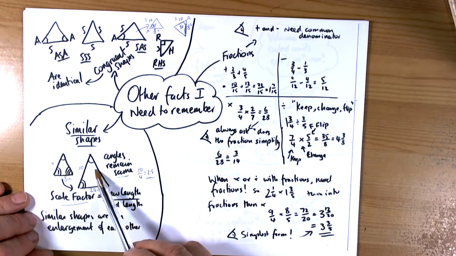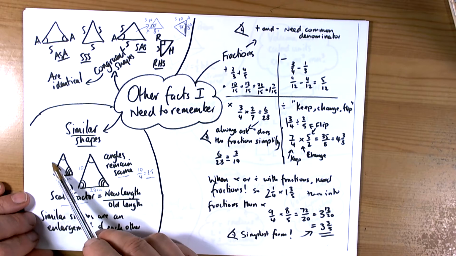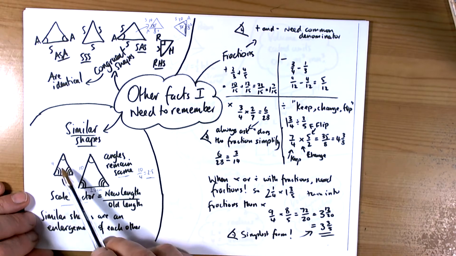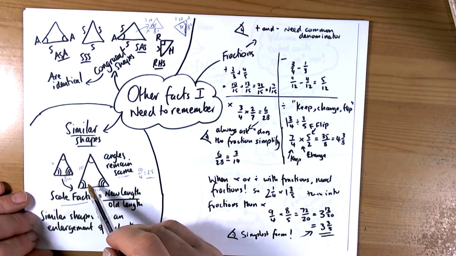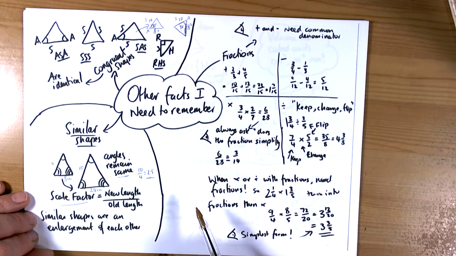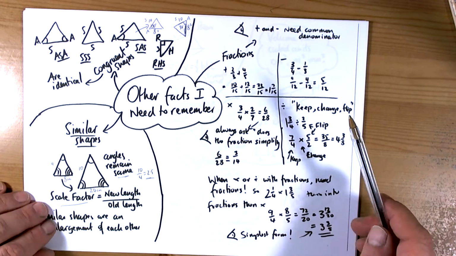So if you want to prove if two shapes are similar, then you either prove all the ratios of all the corresponding sides are identical, or you can show that all the angles are the same and there is a scale factor between the sides as well. So lots of ways of doing that.